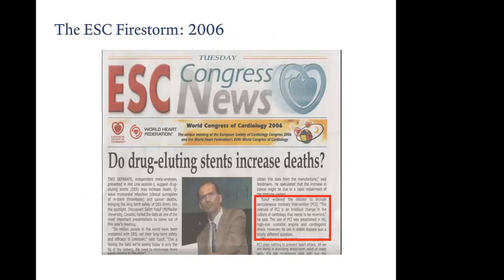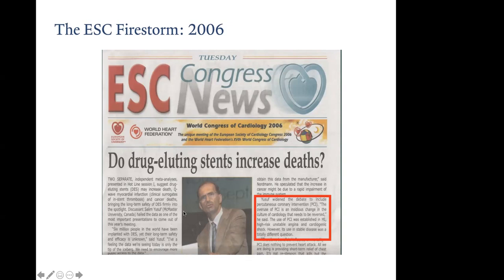But despite that, a few years in with the first generation of drug-eluting stents, there was something called the ESC Firestorm. There was a headline that came out of the European Society of Cardiology meeting that essentially said, do drug-eluting stents increase deaths? This was based on two meta-analyses published at the same time, one in the New England Journal of Medicine and the other in Lancet. This was a really provocative article that jumped into the press, and patients who had stents were then worried that they were going to be at a higher risk of death. So despite having a lower incidence of restenosis, stent thrombosis became a big concern.